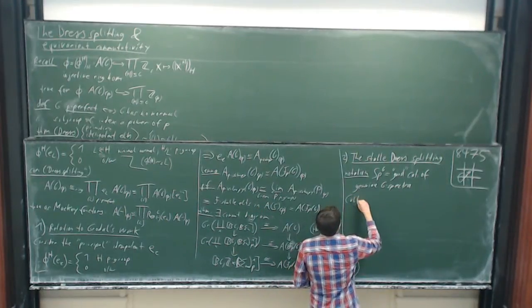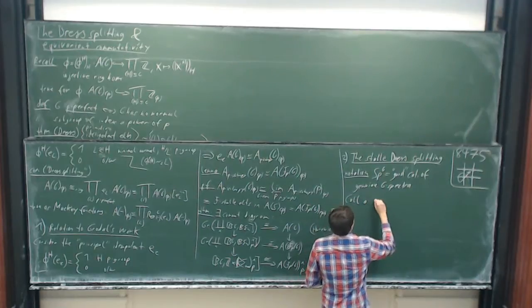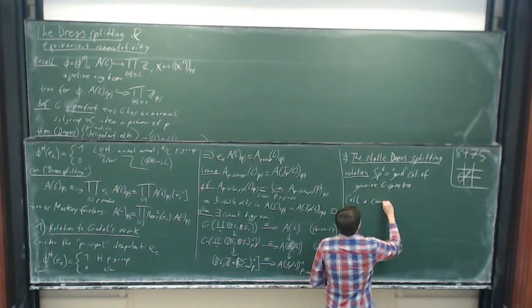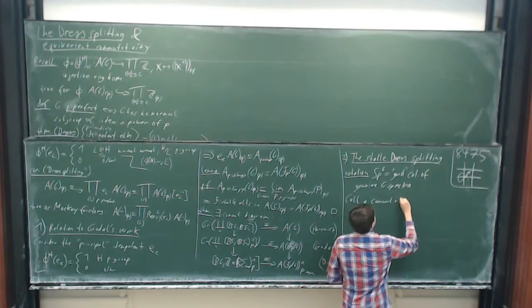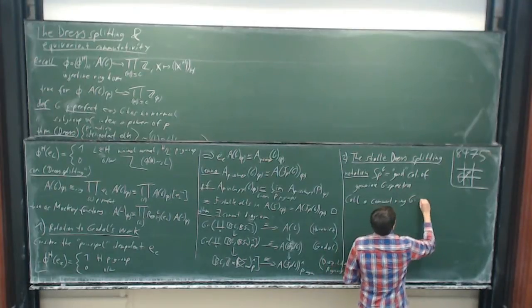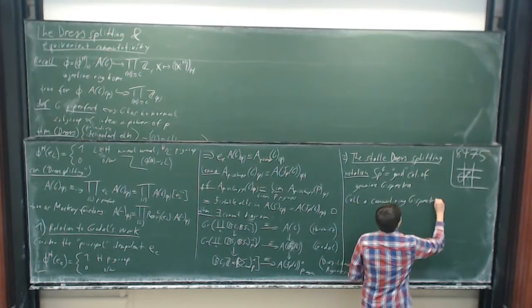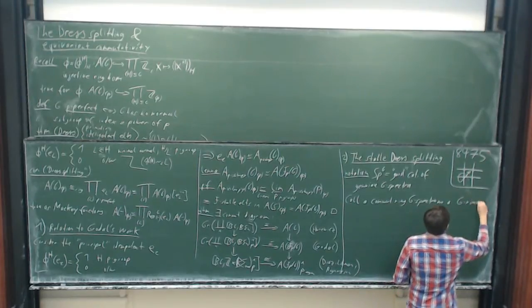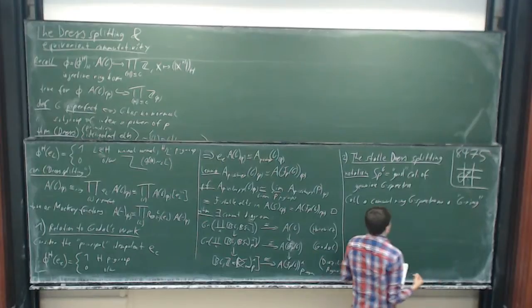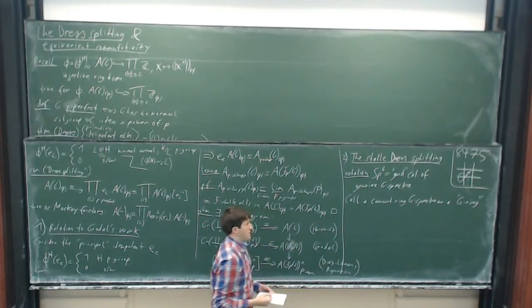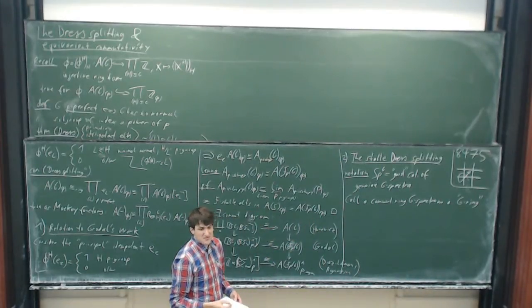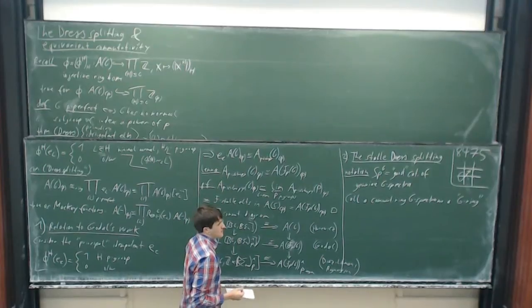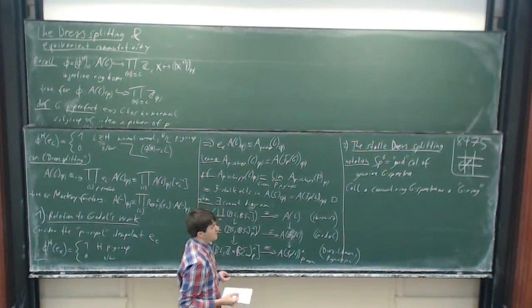And I want to introduce a shorthand. So call a commutative ring G-spectrum a G-ring. Because I really don't want to say equivariant commutative ring G-spectrum all the time. So I will just say G-ring, but it always means commutative in particular.